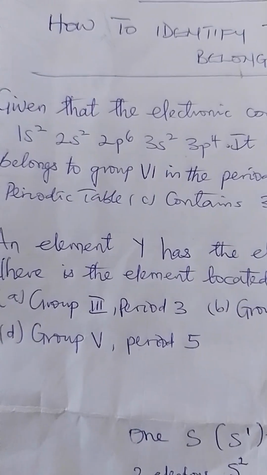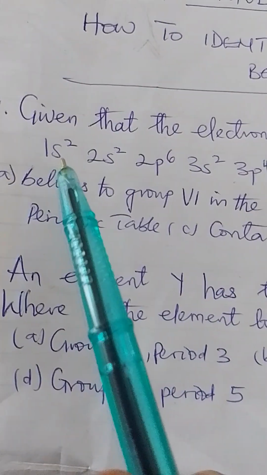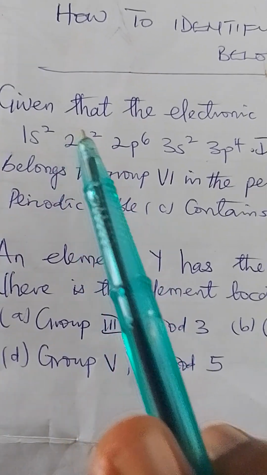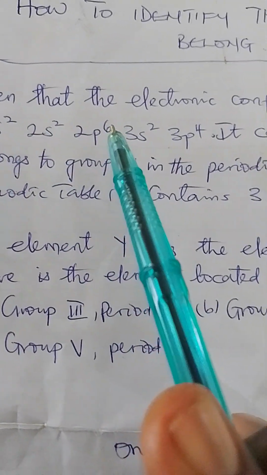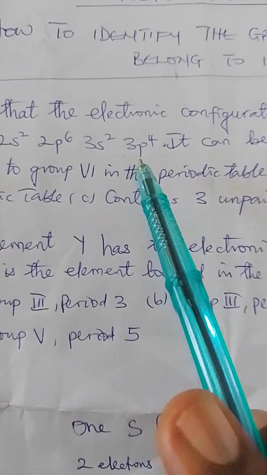All right, this one says, given that the electronic configuration of an element X is, this is the electronic configuration, 1s2, 2s2, 2p6, 3s2, 3p4.